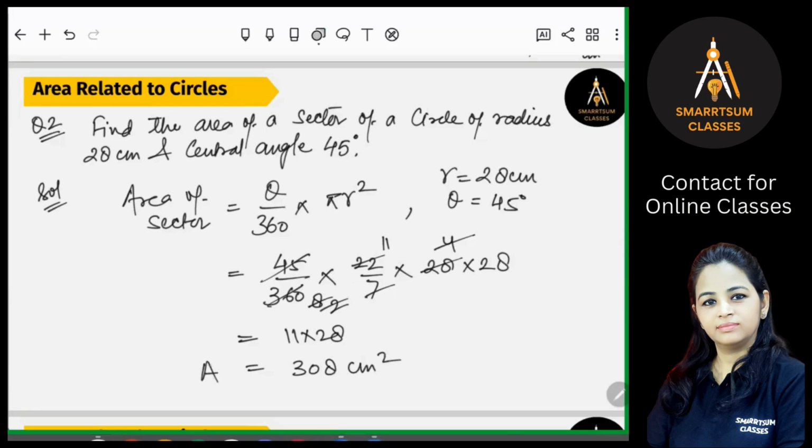So in this way we have got the area of the sector of the circle, which is having radius 28 centimeter and central angle 45 degrees. Okay. So in this way we can find it out.